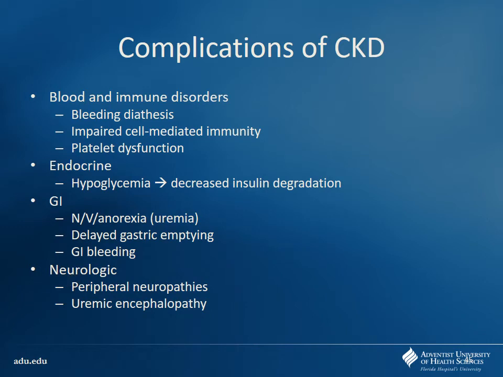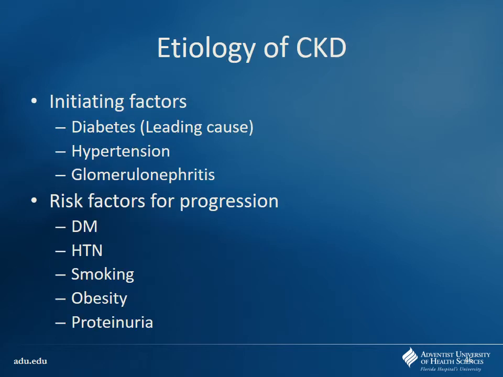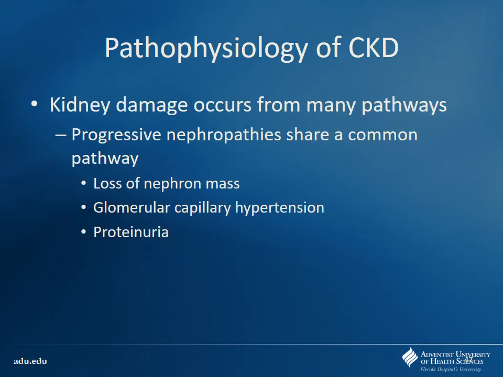So lots of problems from having this kind of chronically high levels of these waste products that are not being cleared by the kidneys. So usually we're going to see a leading cause is going to be diabetes. So long-standing diabetic patients tend to have that kind of microvascular complications of kidney disease, hypertension, glomerulonephritis. Those are probably the common ones. Other things that can help to progress chronic kidney diseases are hypertension, smoking, obesity, proteinuria, all those can just worsen over the long term.